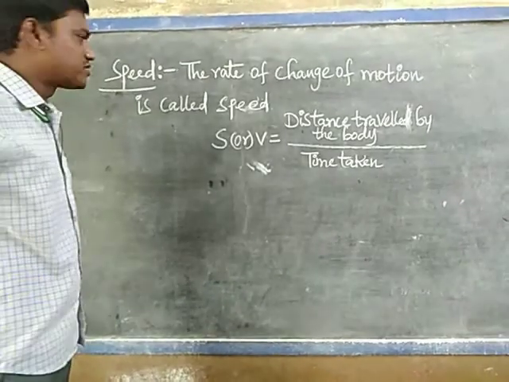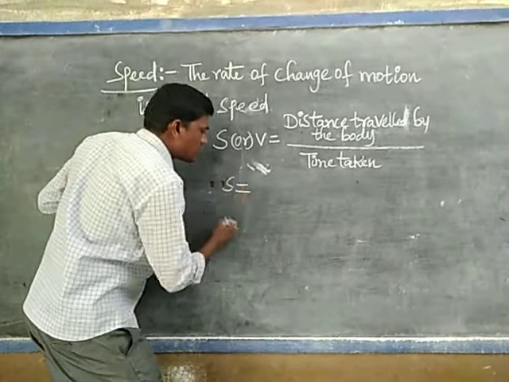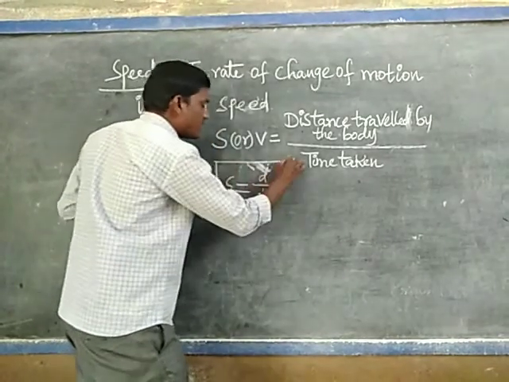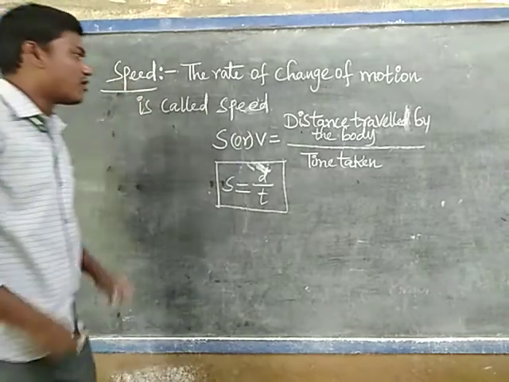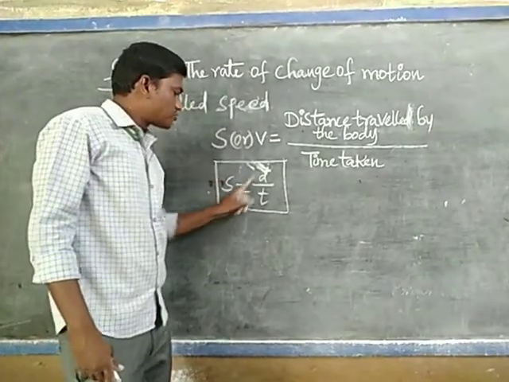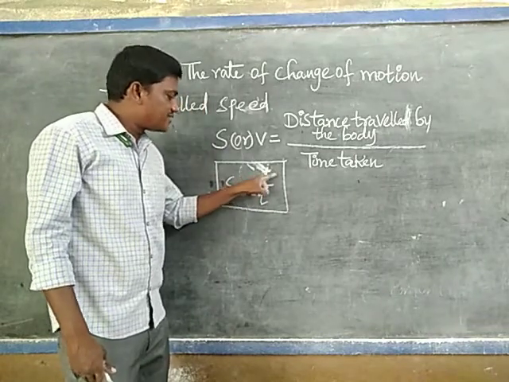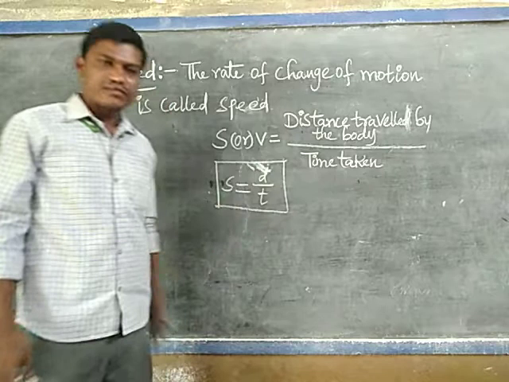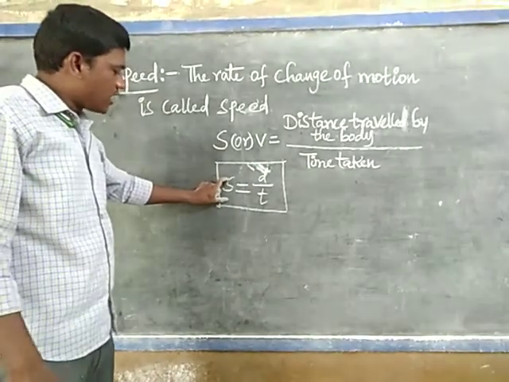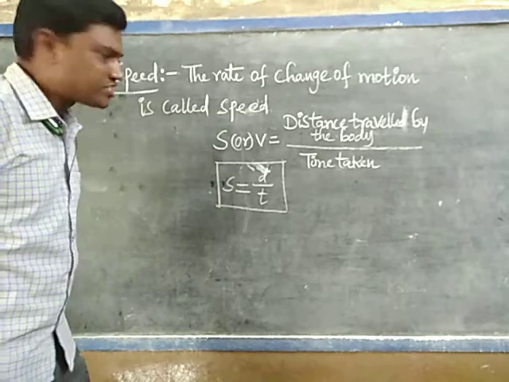Now, we can write this simply as S equals d by t. This is the simple formula. Instead of words, we can write it in letters. S equals d by t, where S is speed, d is the distance, and t is the time taken. Now, according to the formula of speed, what are the units of speed?